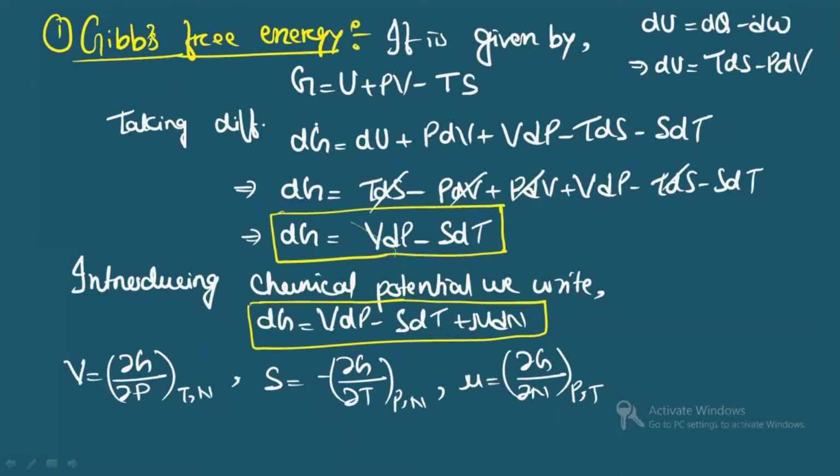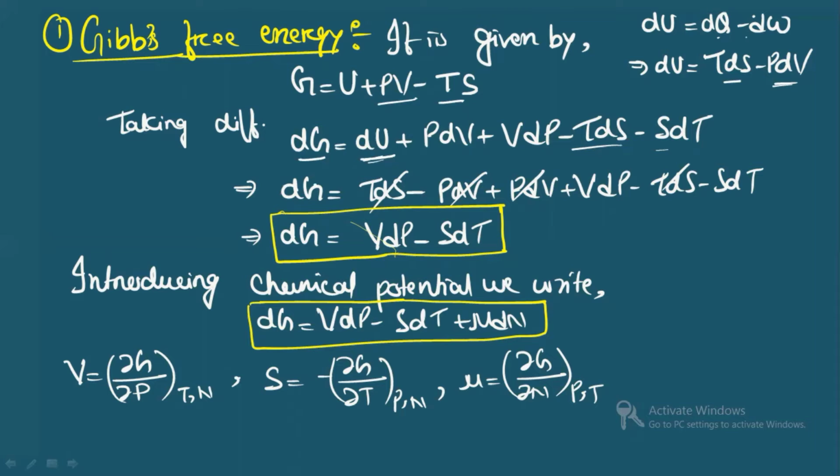It is given by G equals U plus PV minus TS. And taking the differentiation, you can write dG equals dU plus PdV plus VdP minus TdS minus SdT. Now you see this dU can be written as what? From the first law of thermodynamics, dq minus dw. So dU equals, dq can be written as TdS, dw can be written as PdV. So you can write dU equals TdS minus PdV.